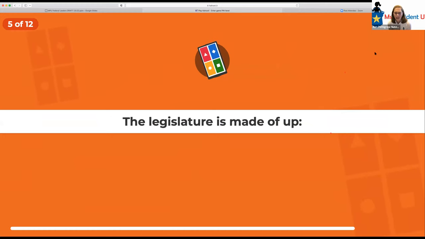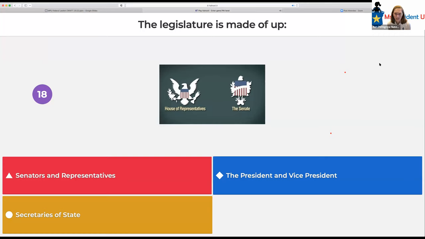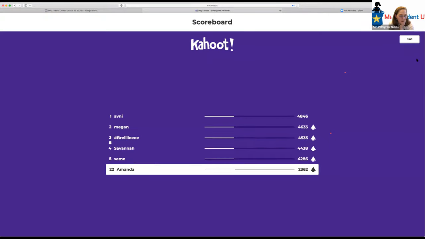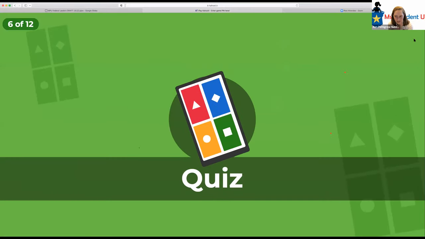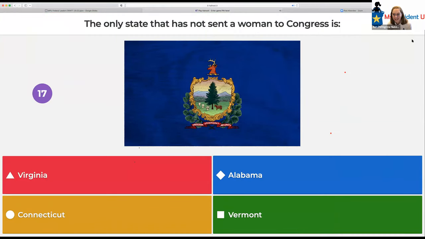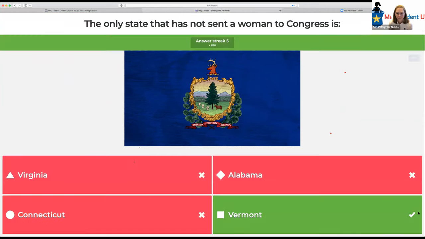Quiz. What makes up the legislature? Senators and representatives, the president and vice president, or secretaries of state? Excellent. The senators and representatives. I hope most of you got that. Did most of you get that? The only state that has not sent a woman to Congress is Virginia, Connecticut, Alabama, or Vermont. And the answer is Vermont has never sent a woman to Congress.